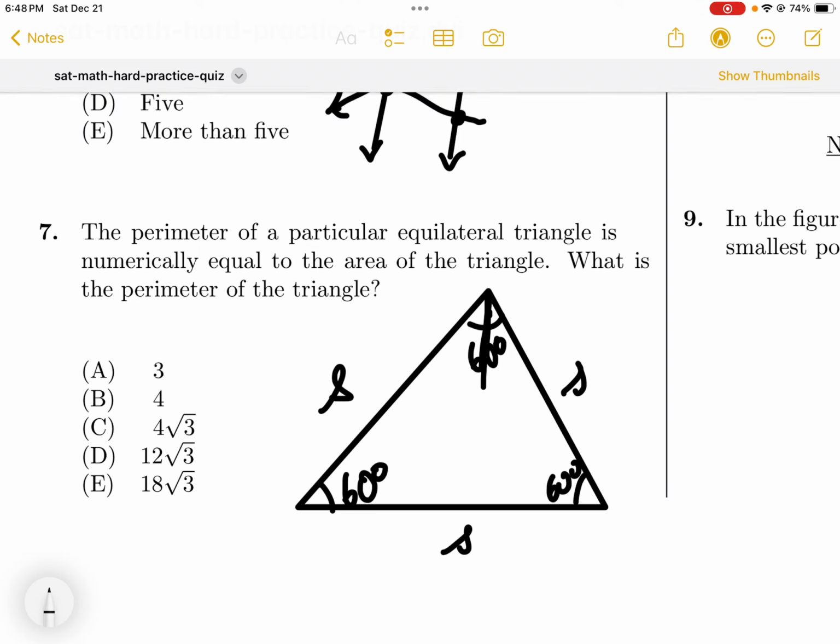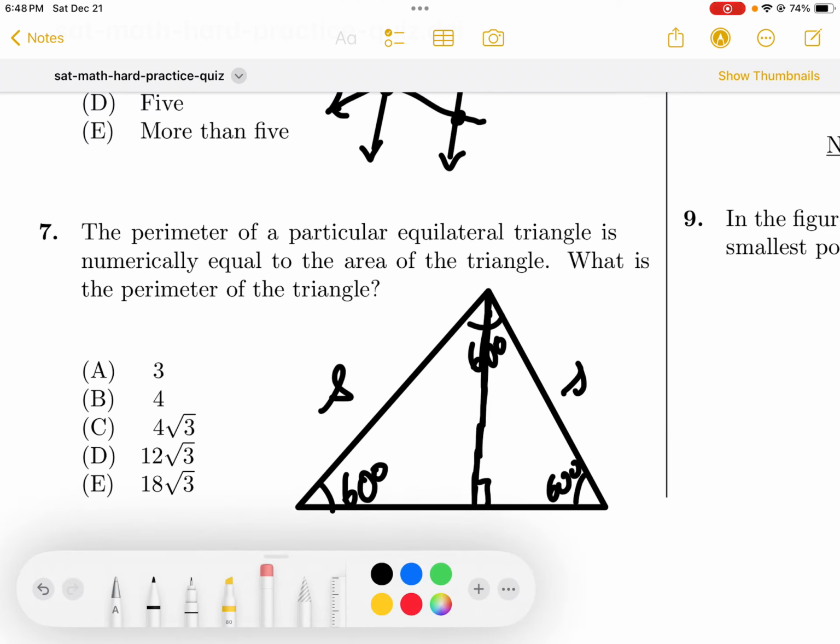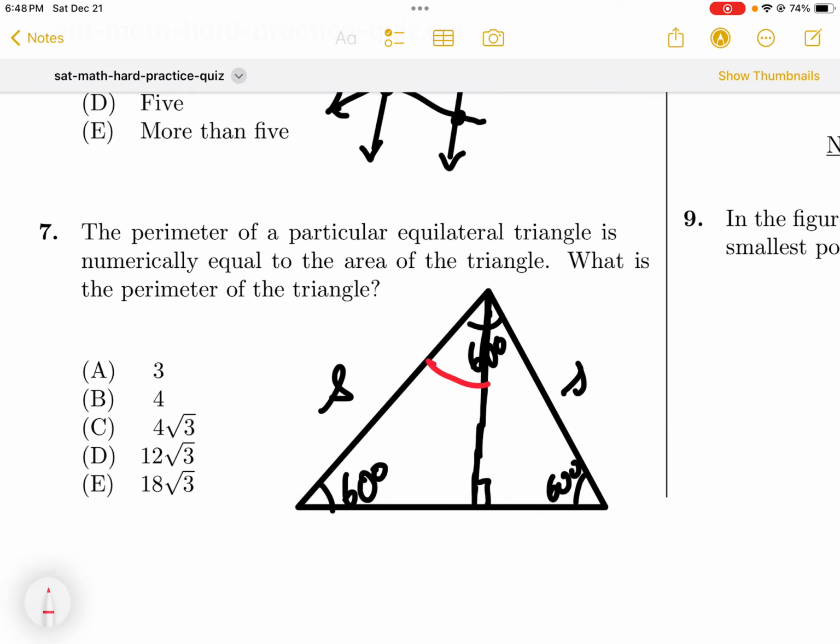Now, in order to find the area of this triangle, I'm going to split it in half. Now, this angle right here will be 30 degrees. And this angle right here will also be 30 degrees. So that means this side, not this side S, this side, by our special triangle rules, will be S over 2. And so will this side. Right? And then the altitude will be just the shorter side multiplied by root 3.